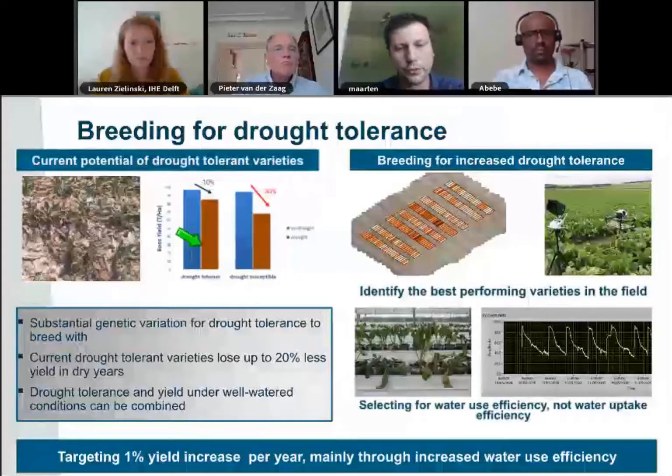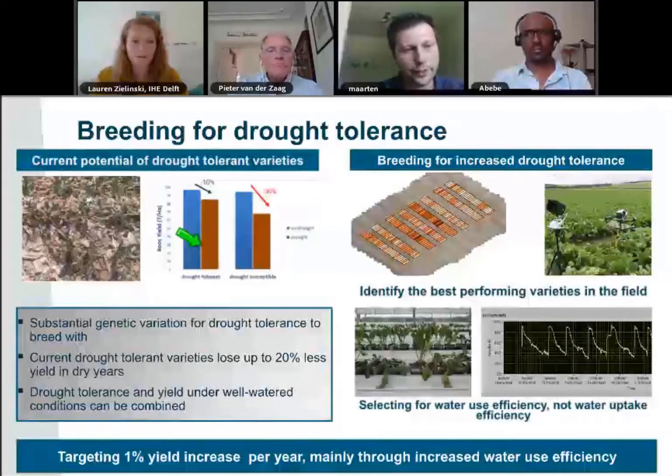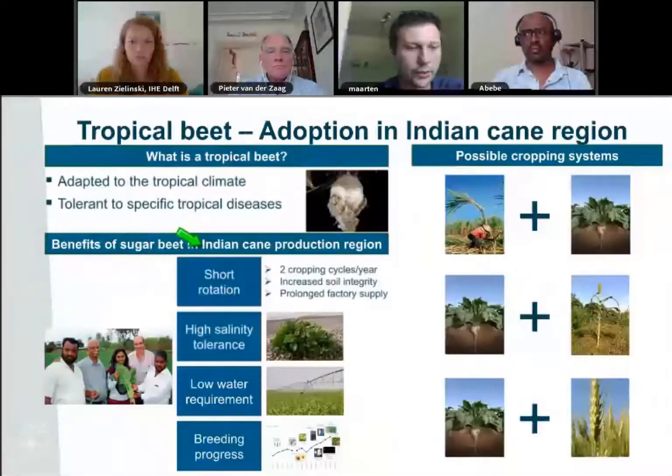So we mainly focus on increasing water use efficiency, and we experience that this is possible without triggering any yield penalties or so on. So our goal is to further improve, and we are quite ambitious in this, further improve the performance of our varieties under these droughts, which occur more and more frequently with climate change.